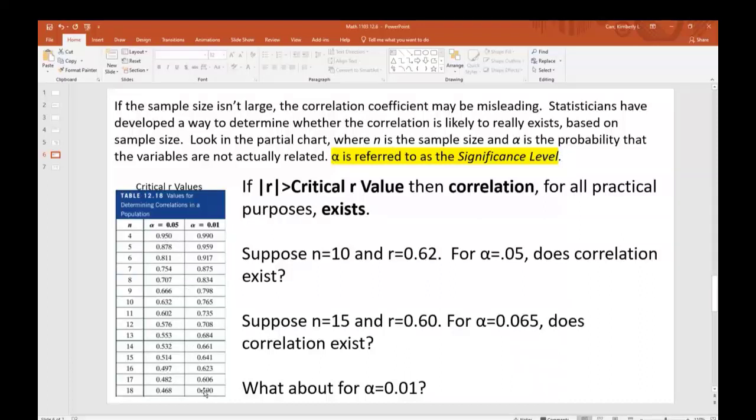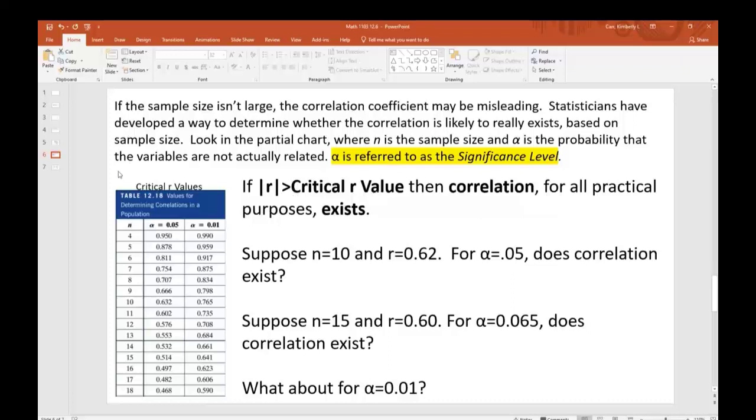This chart is not a complete chart, and you cannot find this on your calculator. Maybe it is in the back of your textbook, I think, but the easiest thing you're going to do is, when you're working a problem, you will have a link you can click to open up the chart. That chart is where you get a critical R value.